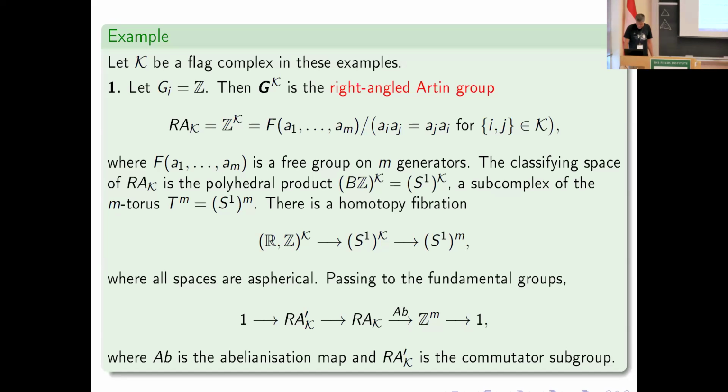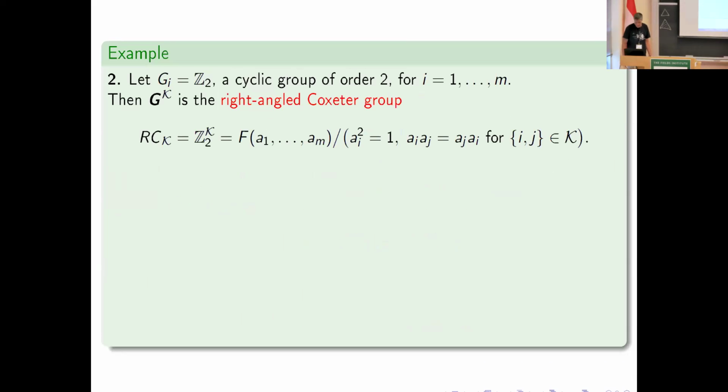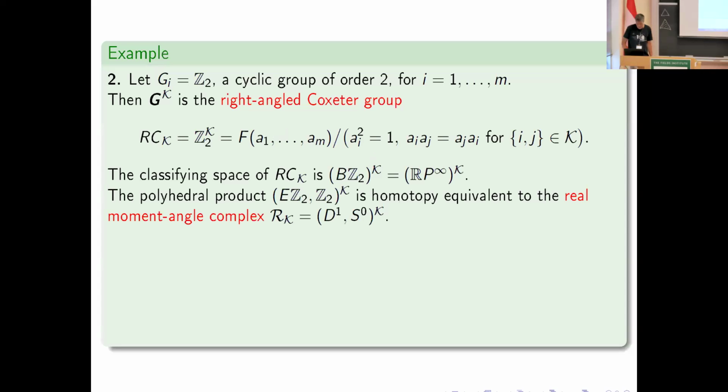Okay, now you can do the same thing with the right-angled Coxeter group, which is a graph product of cyclic groups of order 2. So now you have this graph product, and this is an explicit presentation, the quotient of a free group by these relations. So now you have partial commutativity relations, and also the square of each element is 1. And then the classifying space for this one, the K(pi,1) space, you just need to classify each group. So that gives you RP infinity, and then you take the graph product.